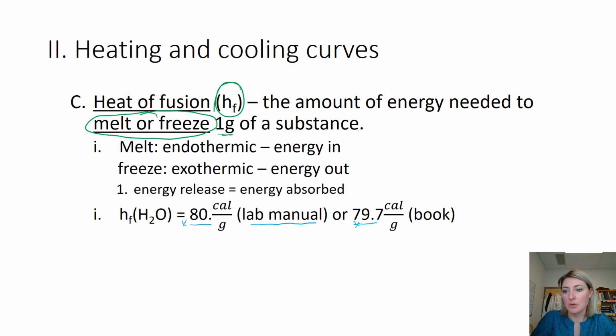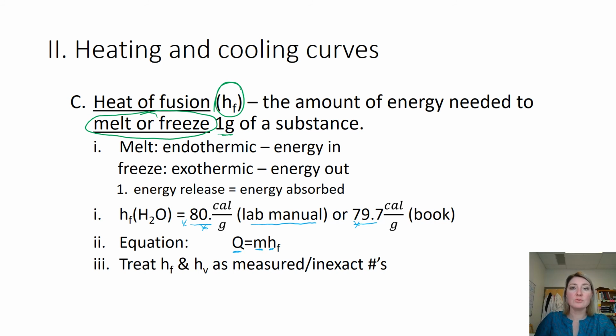It's easier to remember. So the equation for the heat of fusion is Q. Remember that Q stands for our calories. We're going to figure out how many calories are in something, how much energy is associated with it. That is equal to the mass times this value, this constant, this heat of fusion value.